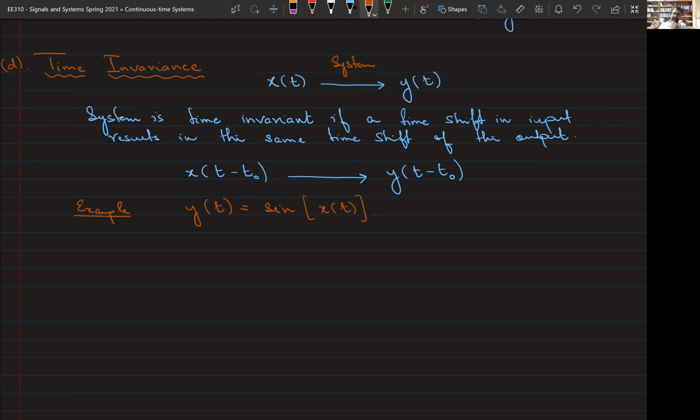But we're now interested in finding whether this is a time invariant system. In order to check, all I need to do is to see whether a time shift in the input results in the same time shift in the output or not. So if I know that x of t results in an output which is y of t, defined as sine of the input, let me see what happens if I change the input to x of t minus t naught. What would be the output?